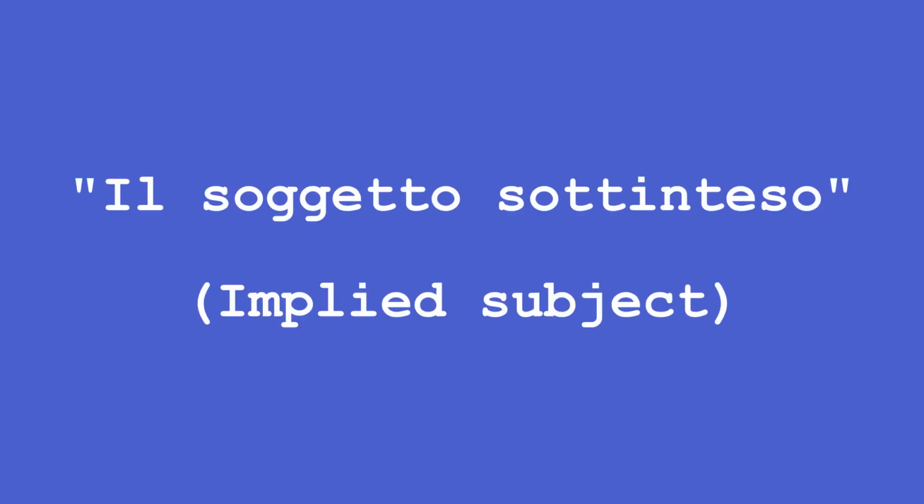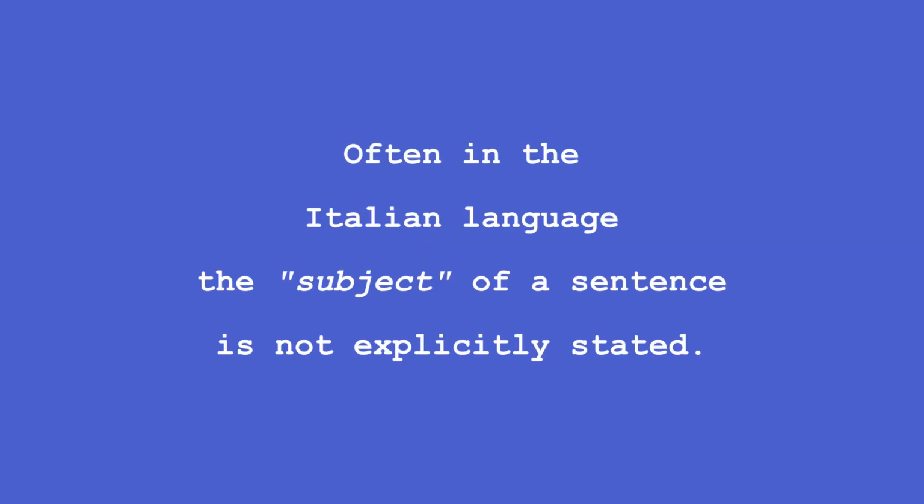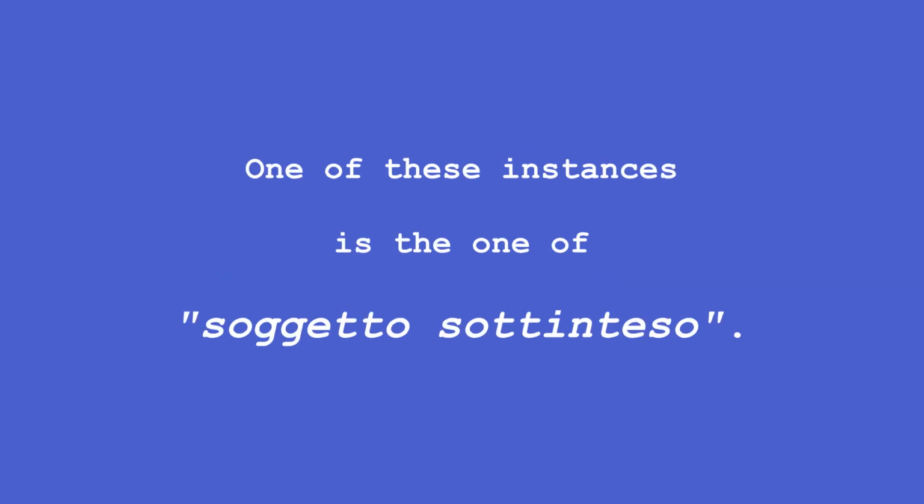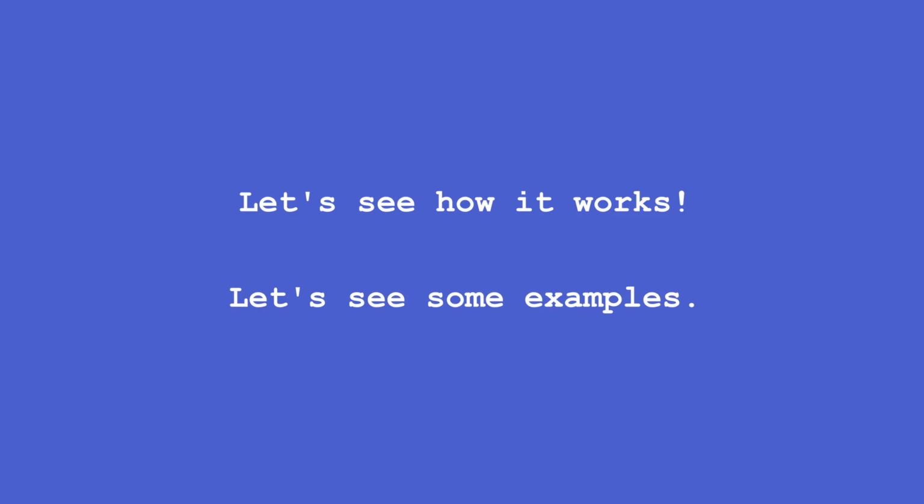7. Il soggetto sottinteso. Implied subject. Often in the Italian language, the subject of a sentence is not explicitly stated. One of these instances is the one of soggetto sottinteso, the one that we see today. Let's see how it works and let's see some examples.